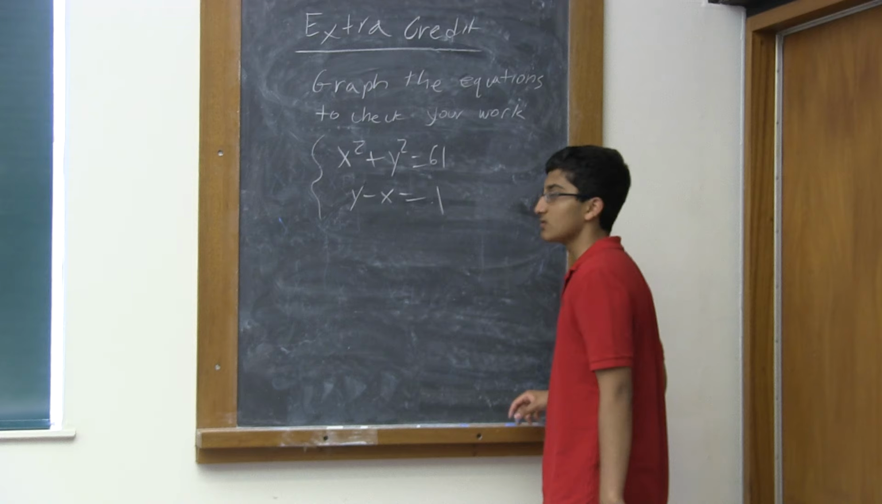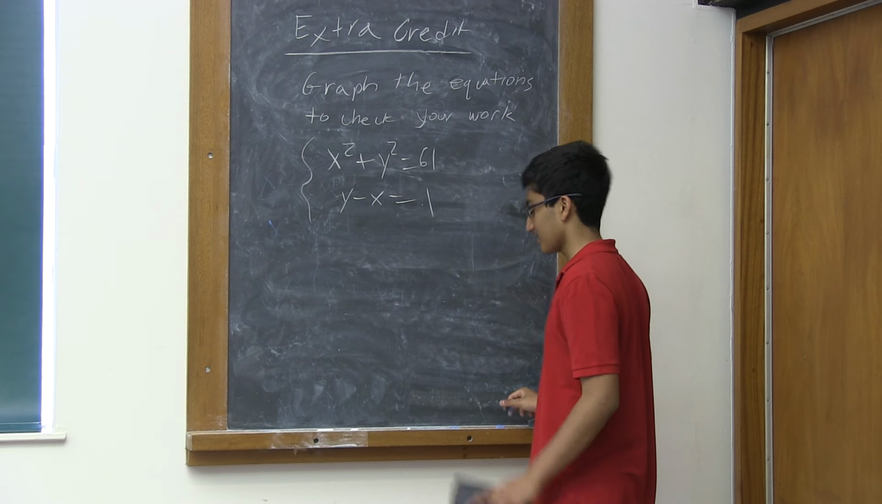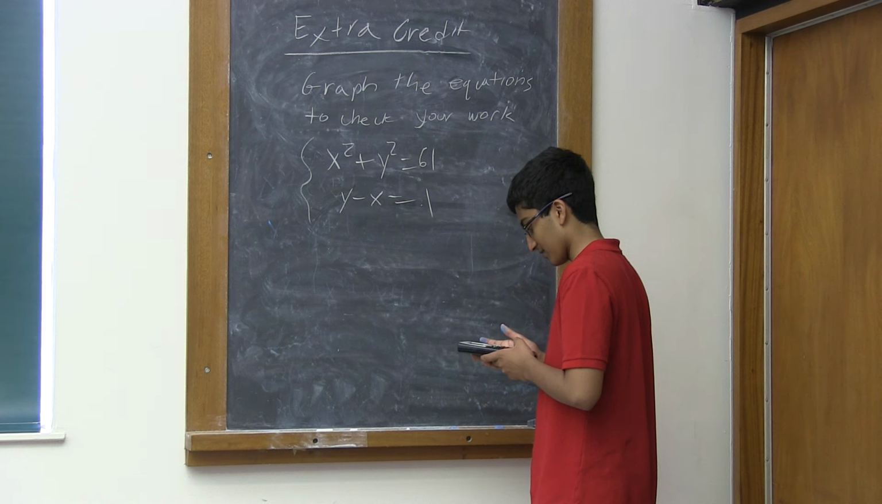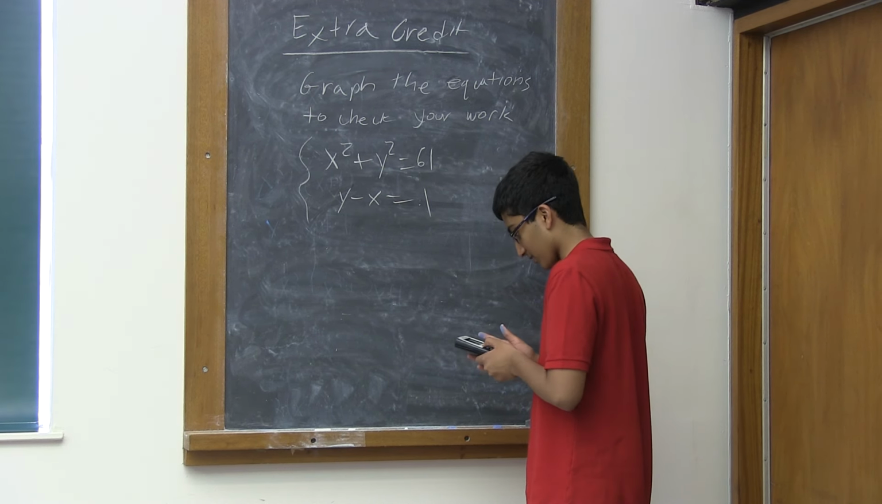Contestant Witt has won that round. Due to the mercy rule, contestant Kalpat has a chance to earn some extra credit by graphing the solution. Okay, so basically Nithish has a circle, which is the top equation, and a line, which is the bottom equation.